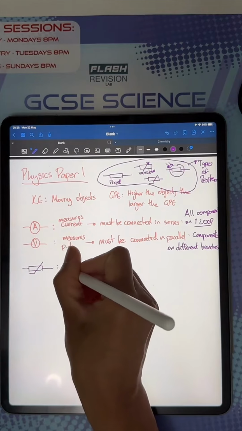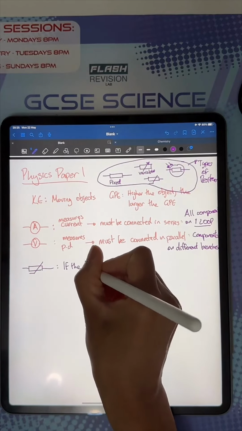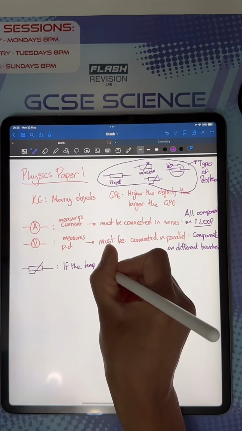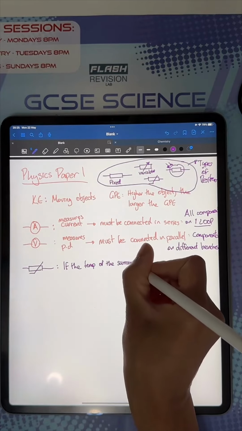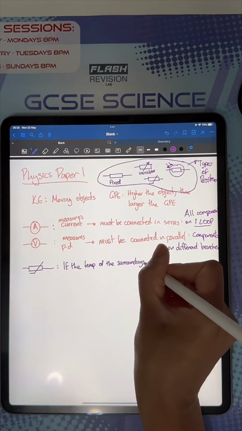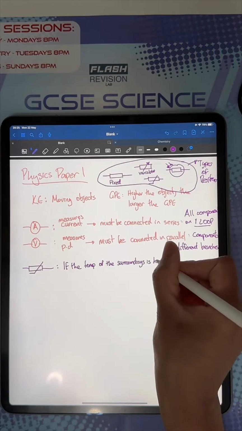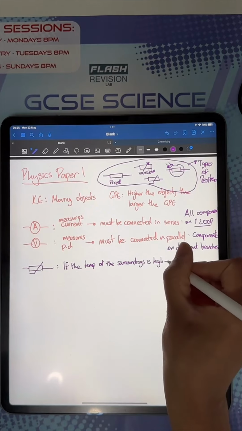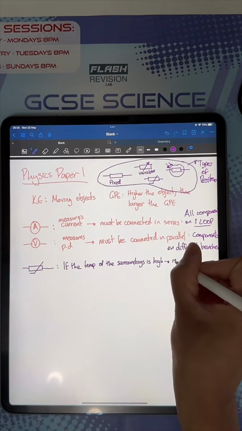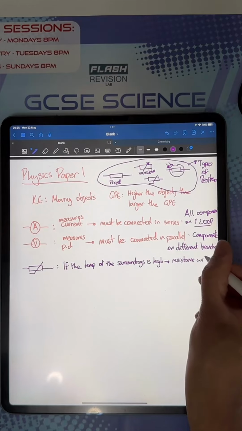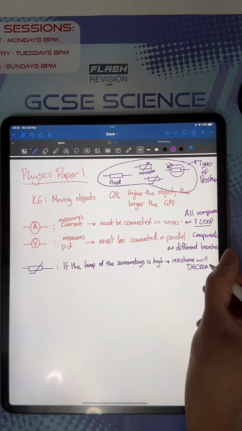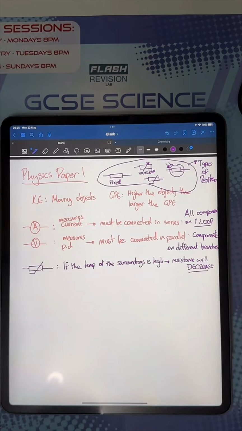So if the temperature of the surroundings is high, so if it's hot, if you put it near a flame or something, then its resistance will go down. That's just the way it works. It basically does the opposite. So if its temperature goes up, its resistance goes down.